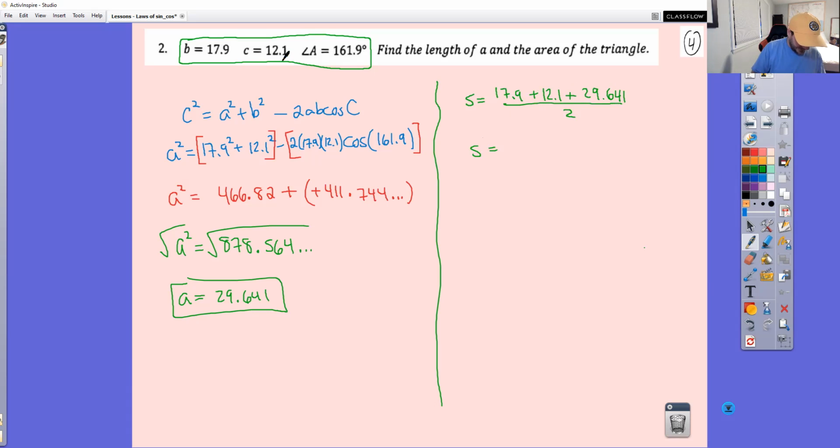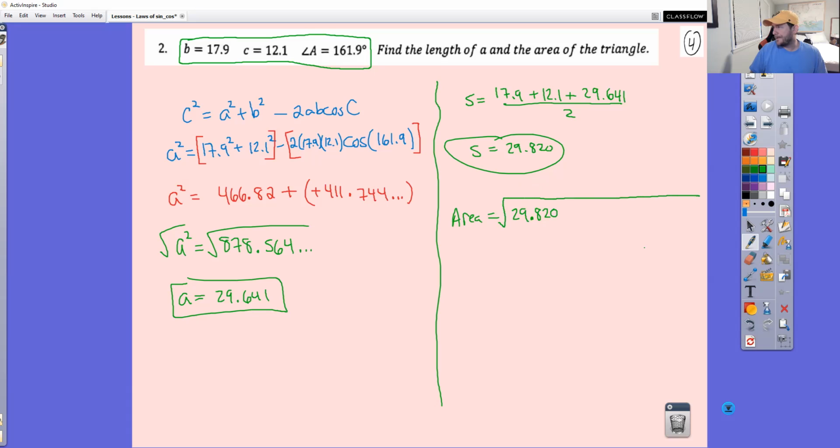So I'm adding 17.9 and 12.1, chopping that in half. So 29.820. That's your semi-perimeter. So that means your area is going to be that semi-perimeter multiplied by the difference with all the other stuff.